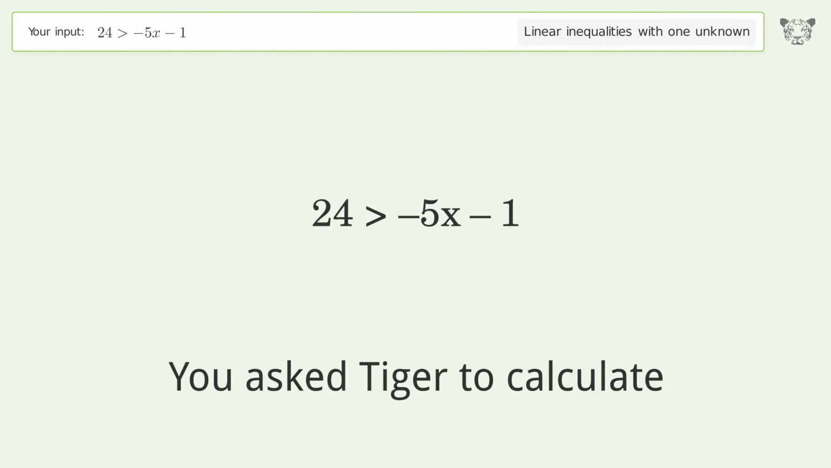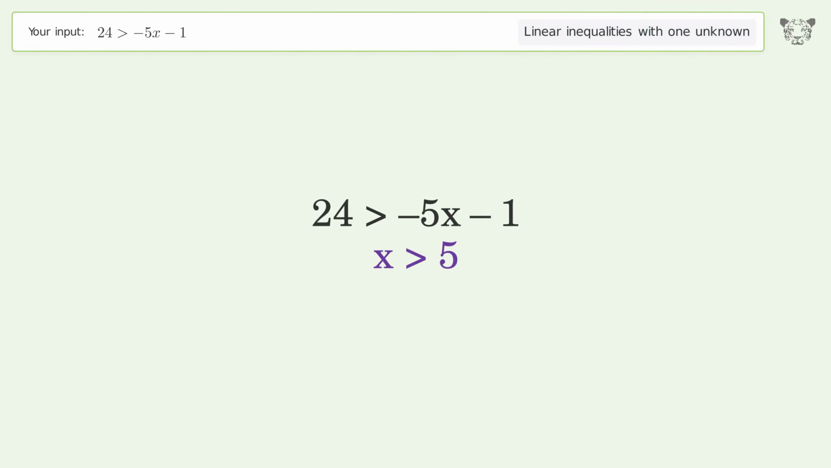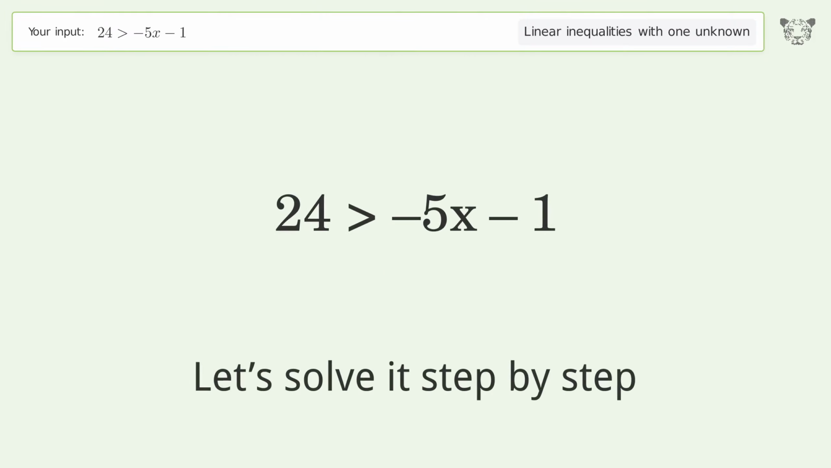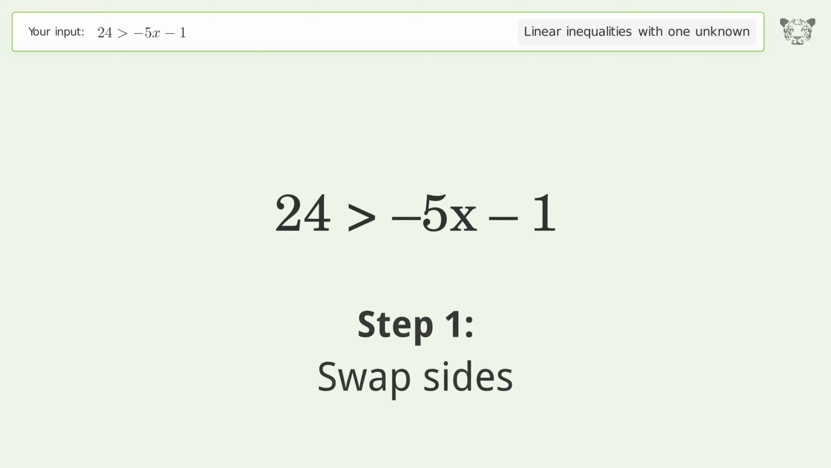You ask Tiger to calculate. This deals with linear inequalities with one unknown. The final result is x greater than -5. Let's solve it step by step. Swap sides.